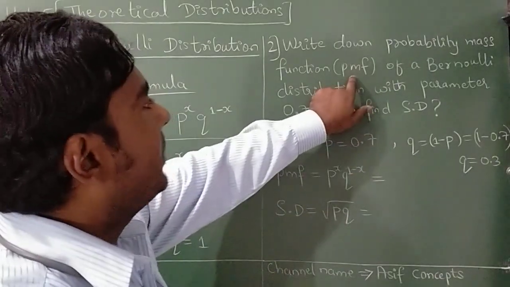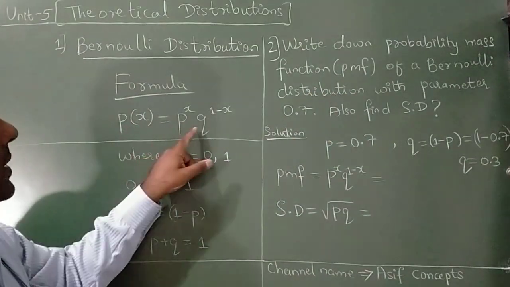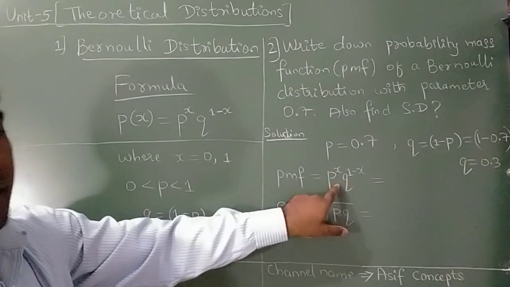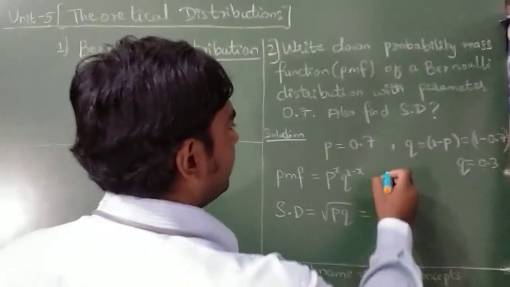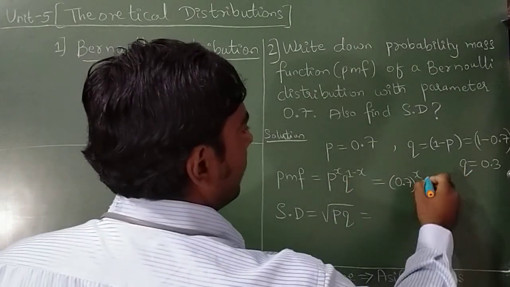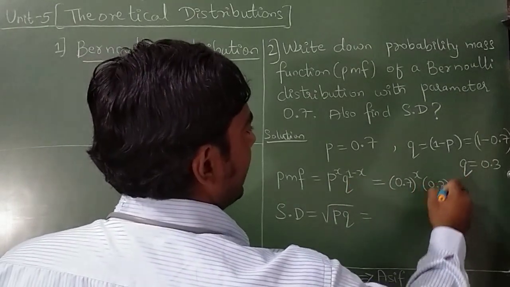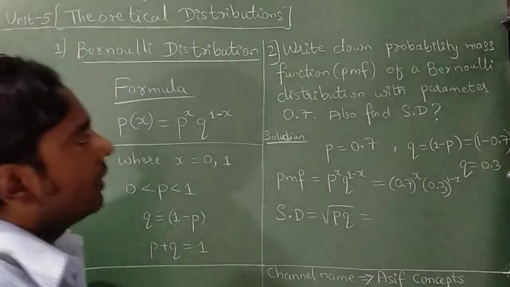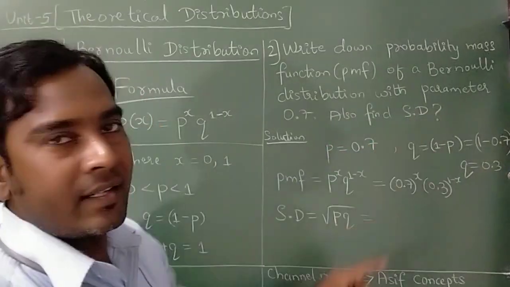Now what is PMF formula? It is P of x is equal to P raised to x into Q raised to 1 minus x. So I have written here. Now what is the P value? 0.7 raised to x. Now what is the Q value? 0.3 raised to 1 minus x. Okay. Now also find standard deviation.